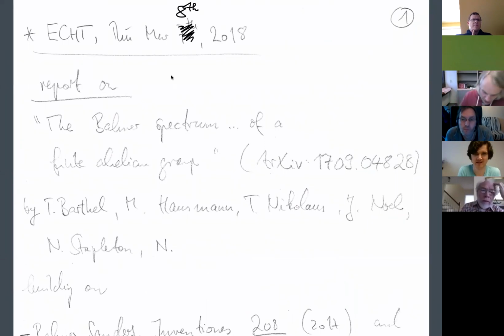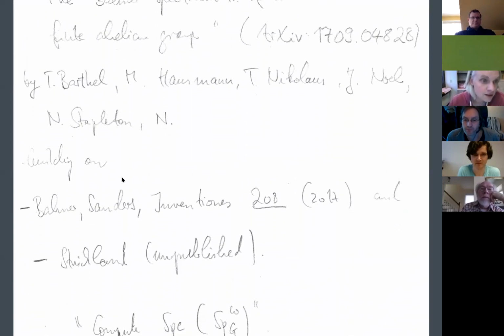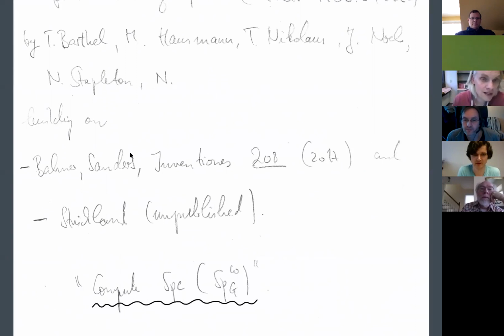Now let me try to start. Welcome everyone. And I'd like to report on this paper, which is on the arXiv. You can see depicted here. It's about the Balmer spectrum of the equivariant homotopy theory of a finite abelian group. And it is joint with a number of great people: Tobias Barthel, Markus Hausmann, Thomas Nikolaus, Justin Noel, Nat Stapleton, who is here, and myself.